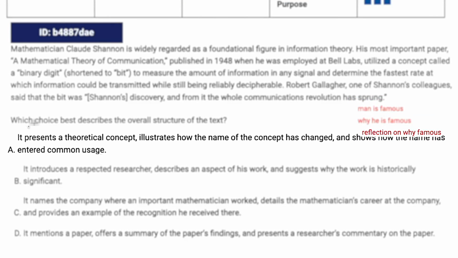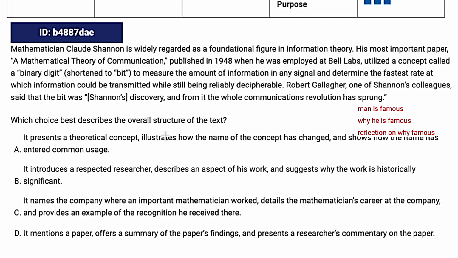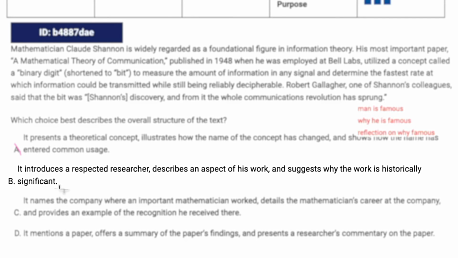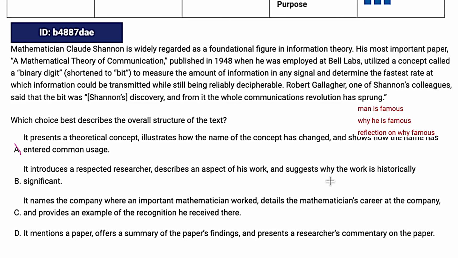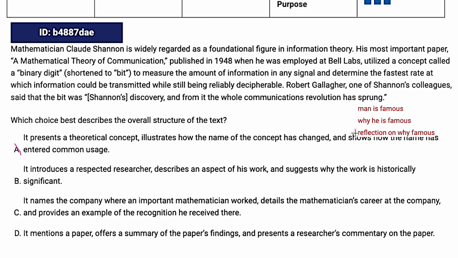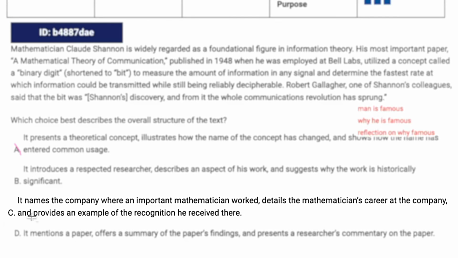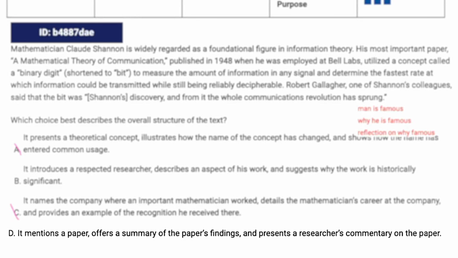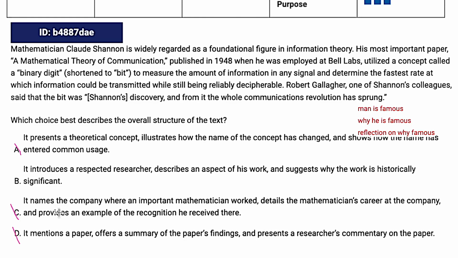Let's find out. It presents a theoretical concept. Nope. We're looking for man is famous, right? It introduces a respected researcher. Yeah. Describes an aspect of his work, why he's famous, and suggests why the work is historically significant. Reflection on why famous. That seems pretty good. C, it names the company. No. D, it mentions a paper. No. So actually, I could get rid of A, C, and D really quickly because B is the only one that starts with man is famous. So ta-da, pretty cool stuff.